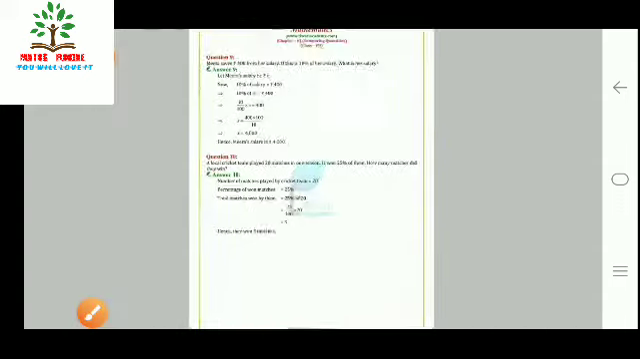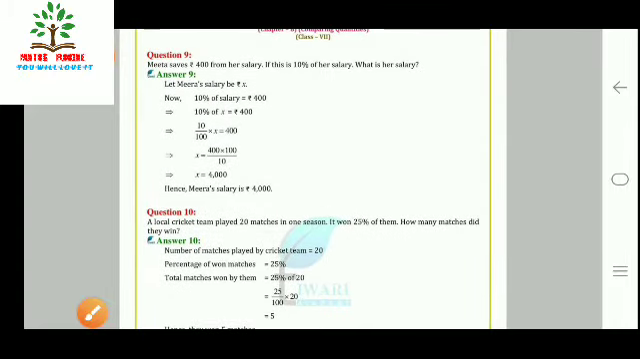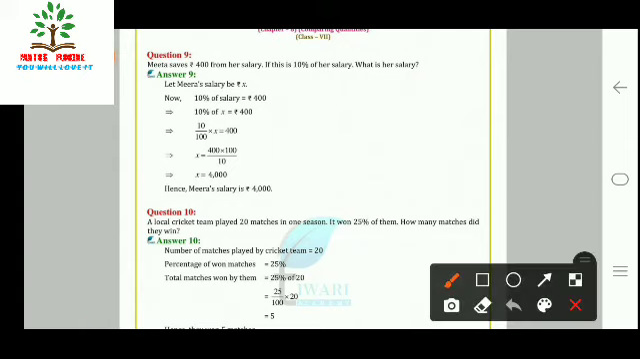Now moving towards the next question. Meeta saves rupees 400 from her salary. If this is 10% of her salary, what is her salary? Looking at question number 9, let the salary of Meeta be rupees X. Then 10% of X is equal to 400. So that is 10 upon 100 into X is equal to 400, or X is equal to 4,000 is the answer.